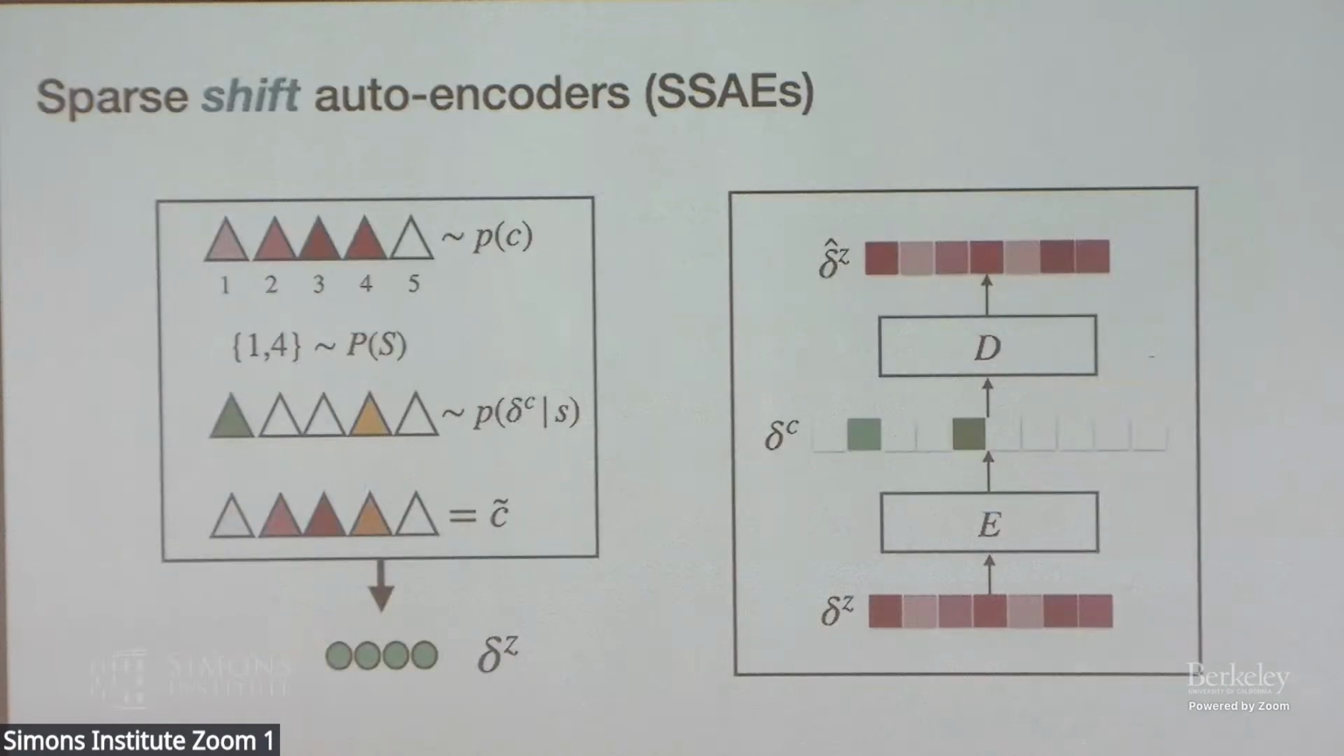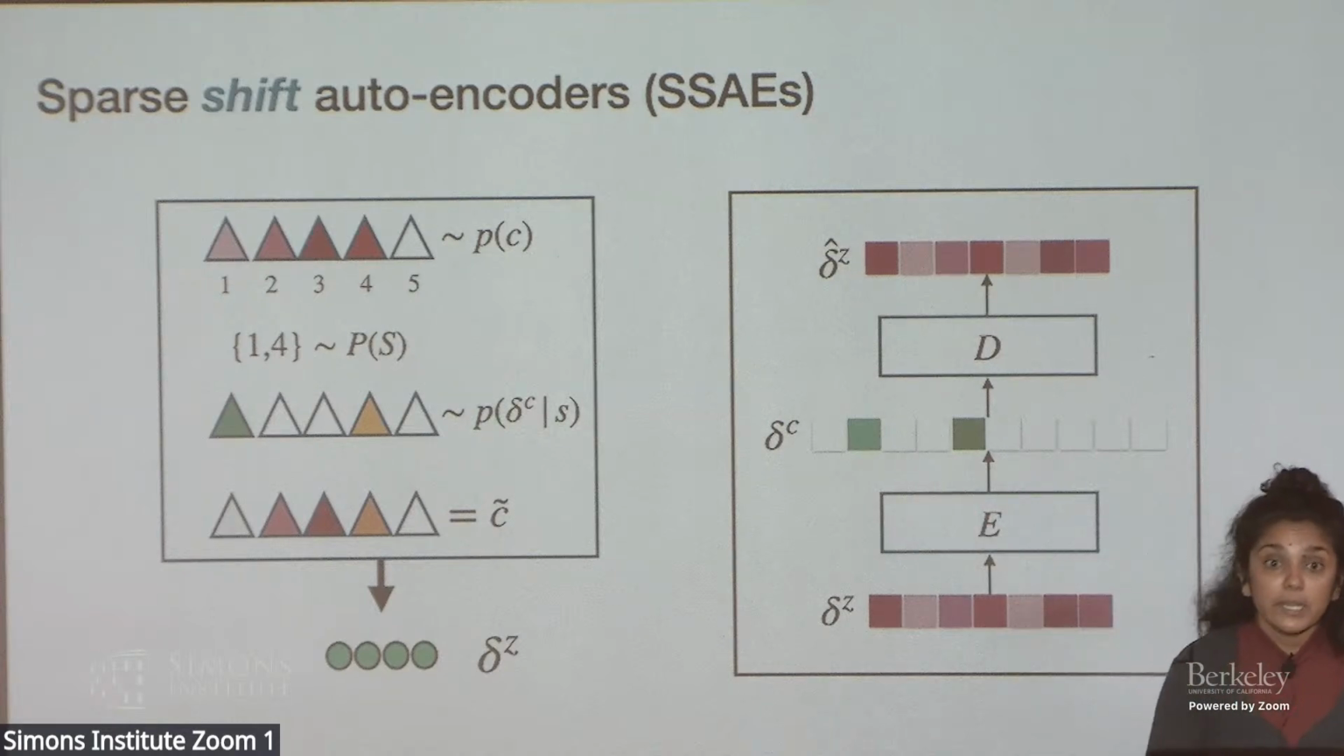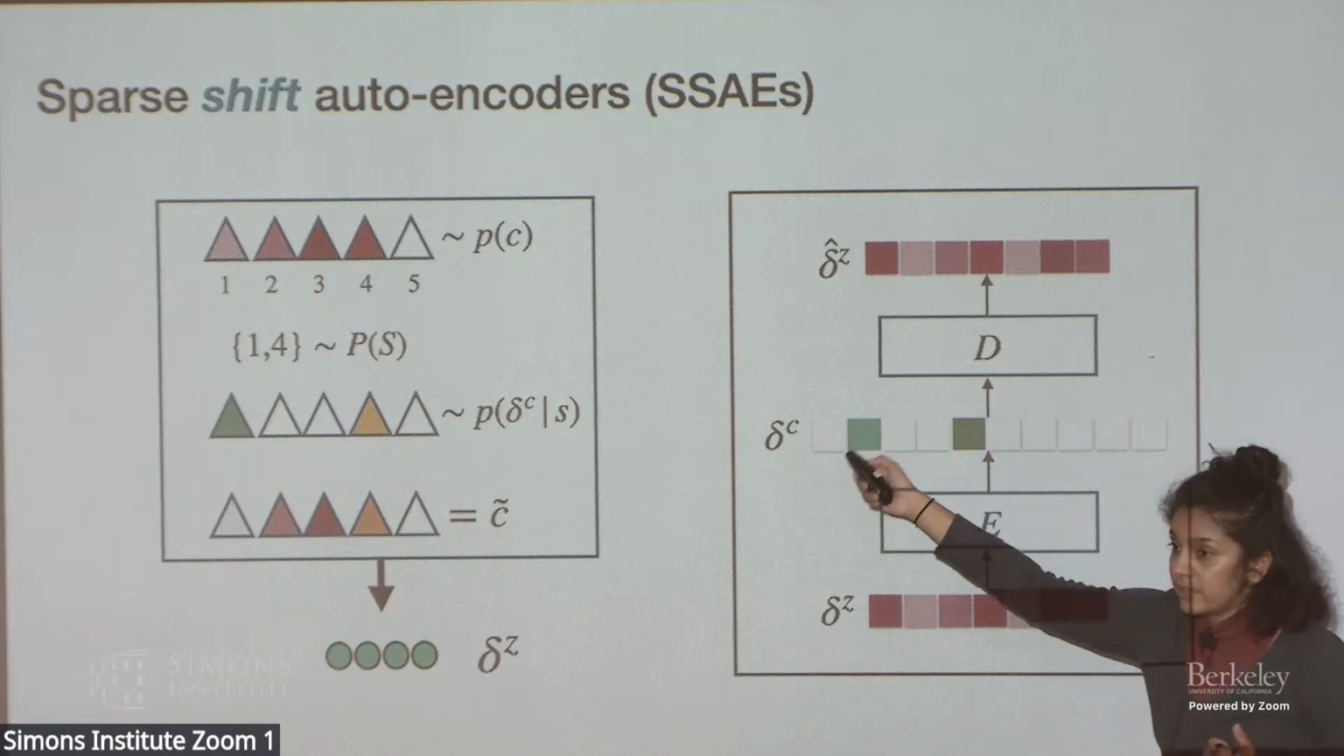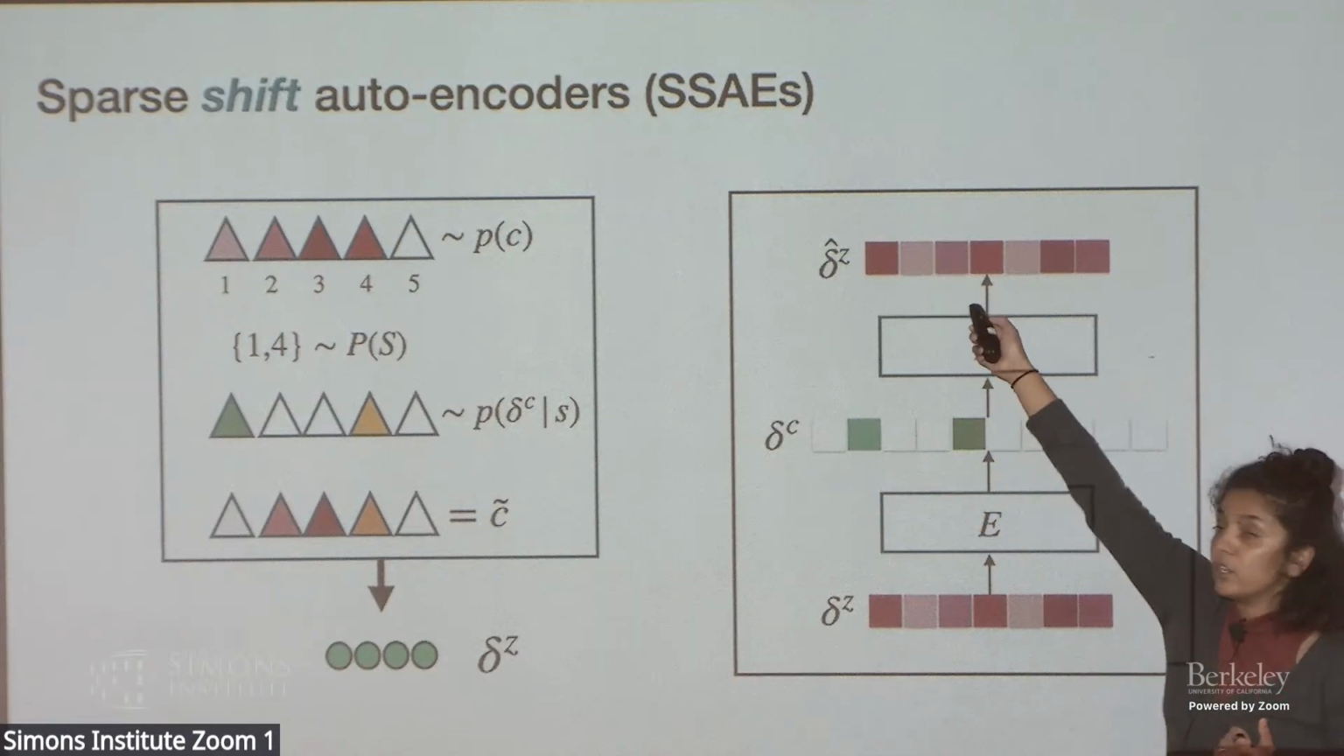Okay, so what are sparse shift autoencoders? I talked about the generative process here. It's a very similar idea to sparse autoencoders, except we're going to take as input these shifts represented in embedding space. We're going to learn a linear function to unmix these shifts into concept space. So for every single pair of examples, you're trying to guess which are the concepts that changed. Really, you're trying to guess how many concepts changed. And with this guess, you're going to try to linearly decode and go back to embedding space.